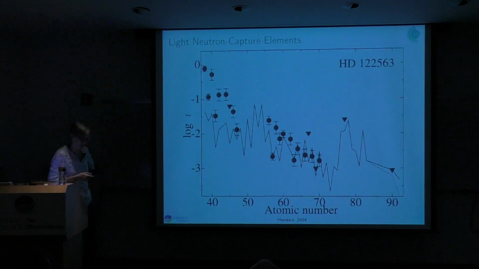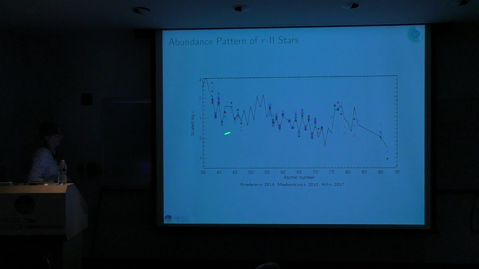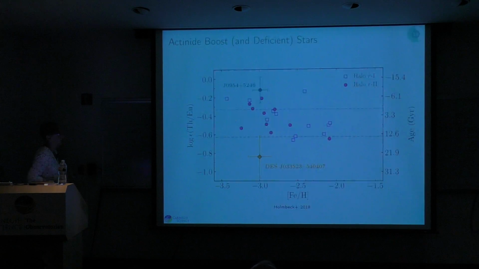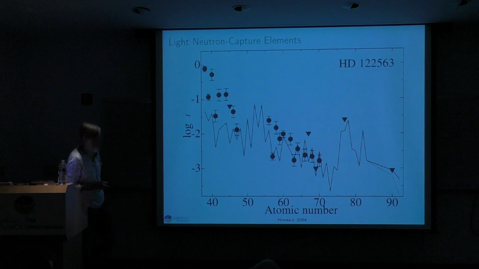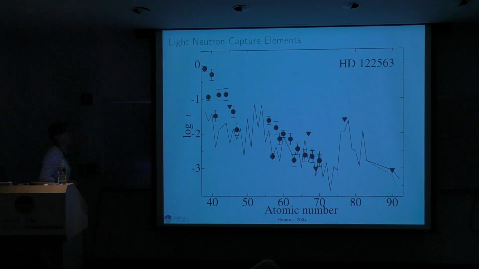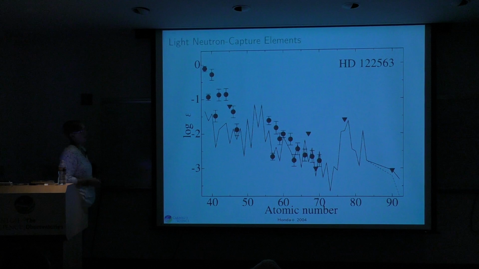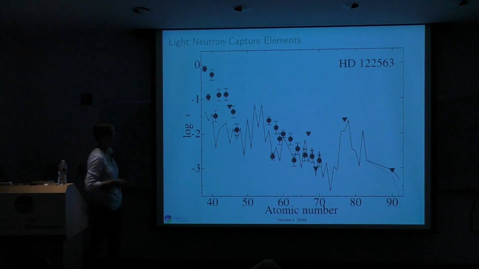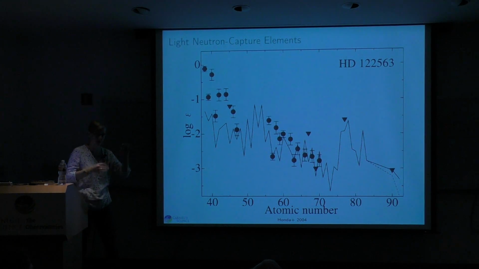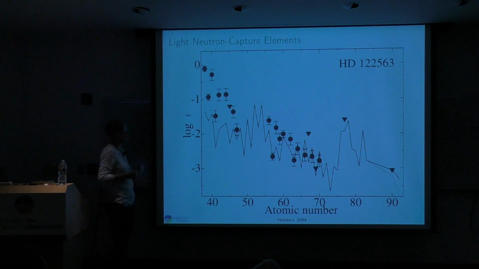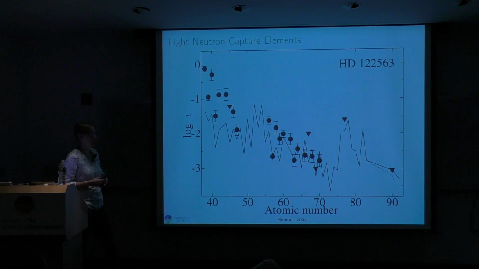Then there's the light end, where, just to go back, I said that this spread is real. But there's actually also another thing that we need to consider when talking about light neutron-capture elements, and that is that we have this other class of stars that are not enhanced in the heavy neutron-capture elements, but are highly enhanced in the light neutron-capture elements. And this is sort of the prototype of those stars. So these stars don't have anything to do with the spread that I just showed you for the R2 stars, but they do have something to do with the general spread in the abundances of neutron-capture elements when you go to low metallicity.